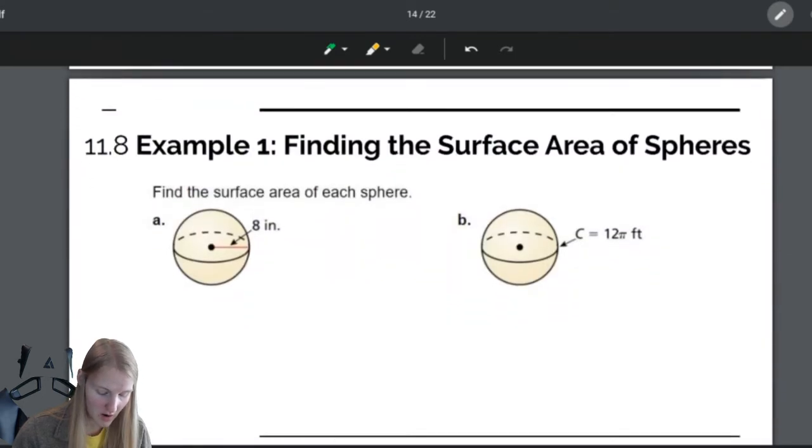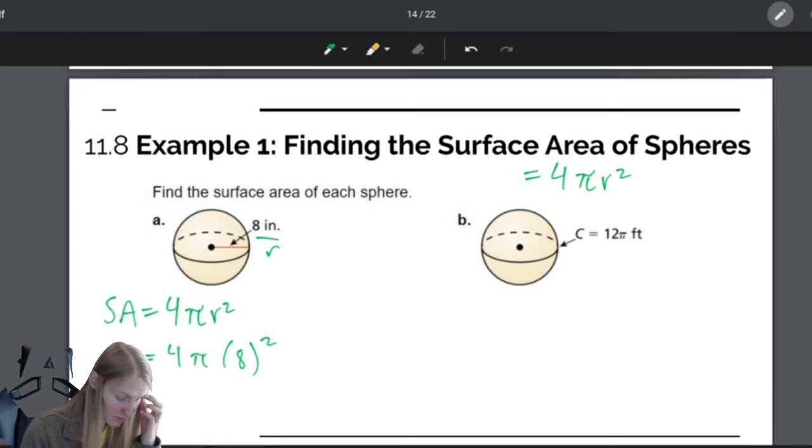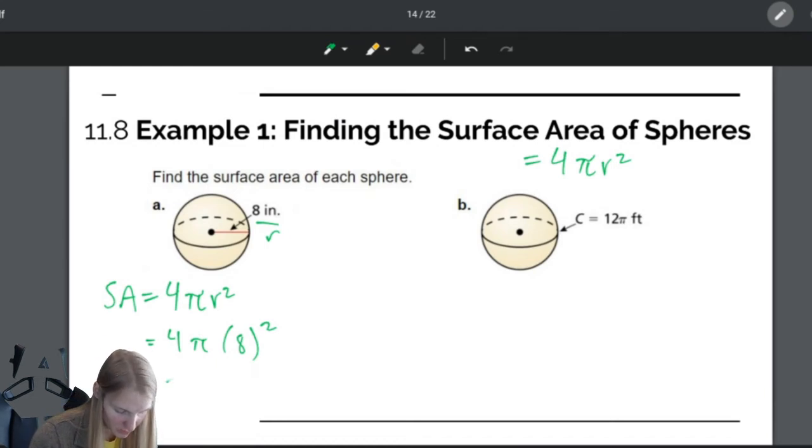Find the surface area of the sphere. So remember that the surface area of a sphere is 4 times pi r squared. So I take 4 times pi r squared. Look at that, 8 is our radius. So 4 times pi times 8 squared. So again, we're going to do exact form and then we'll do approximate. So 4 times 8 squared is 256 pi square units.